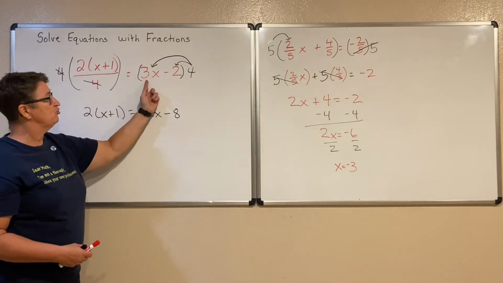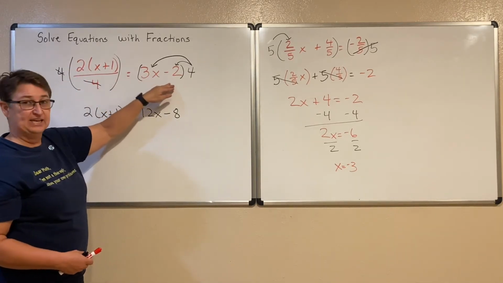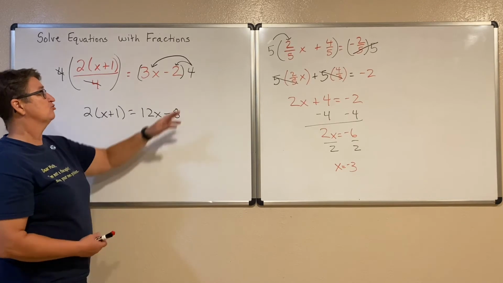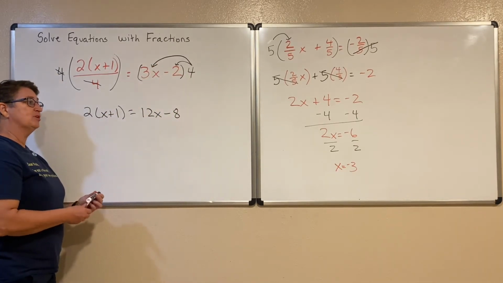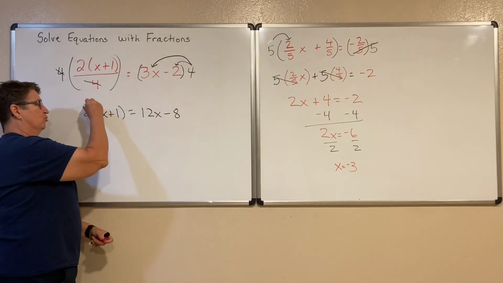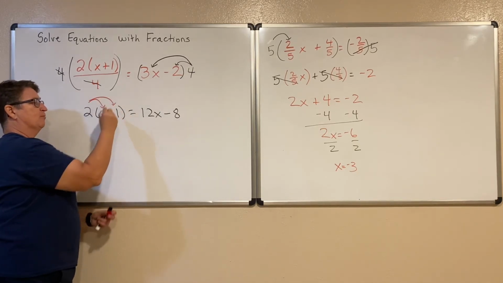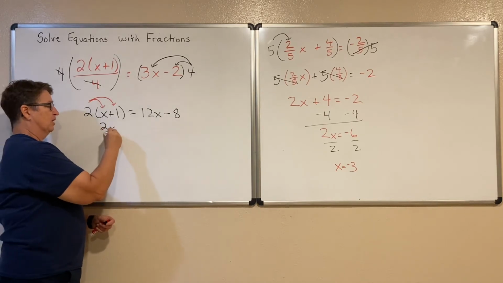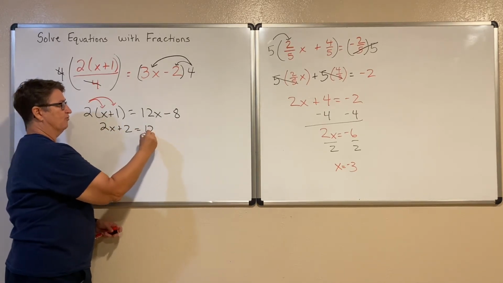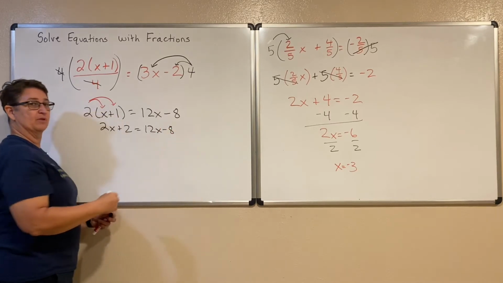But here I have 2 different terms. There's nothing that connects them. There's no grouping. So I need to multiply that times both parts. Now I'm going to solve this equation like I normally would. I simplify on both sides first, so that I have 2x plus 2 equals 12x minus 8.